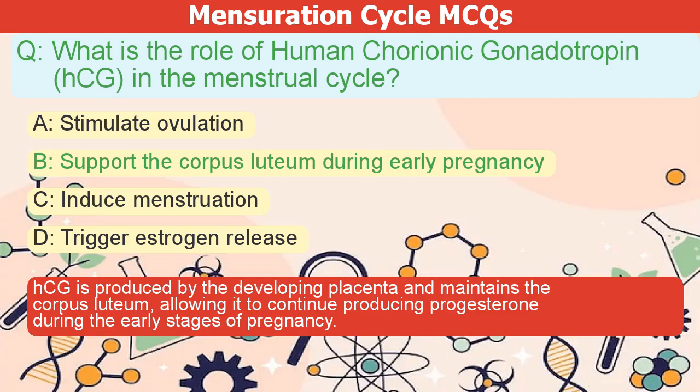The correct answer is B. HCG is produced by the developing placenta and maintains the corpus luteum, allowing it to continue producing progesterone during the early stages of pregnancy.